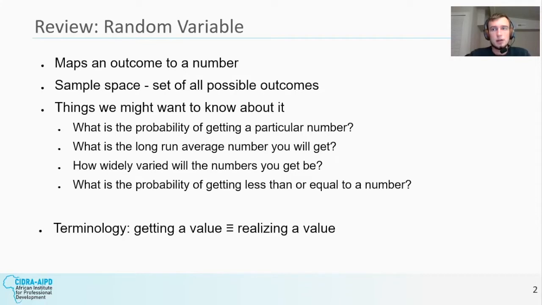So as a sidebar, something about statistics and probability is that with the terminology and notation, people can use very similar notation and vocabulary to represent the same concepts. So one to be aware of is that getting a value is kind of the same as realizing a value. Realizing tends to be used more in experimental contexts, like, okay, we flipped those 2 coins and we realized a value of 1. There was 1 head realized from that experiment.